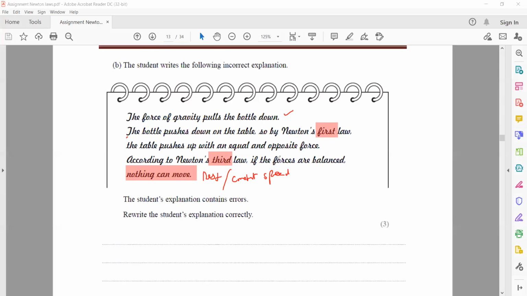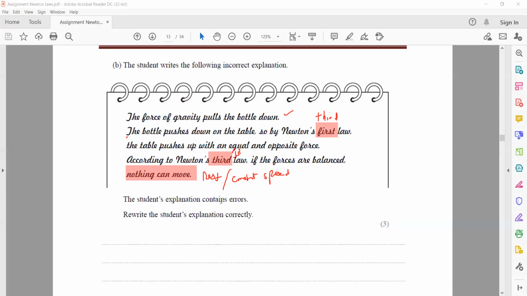So when we rewrite the statement after removing the errors, what is the first error? The bottle pushes down on the table. So by Newton's third law, the table pushes up with equal force, and according to Newton's first law, if the forces are balanced, it's not that nothing can move. If forces are balanced, then two possibilities are there. Either the object will be at rest or it will move with a constant speed. Is this part clear?